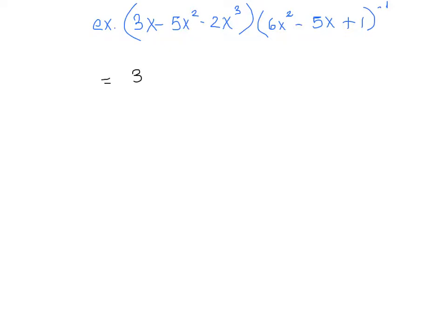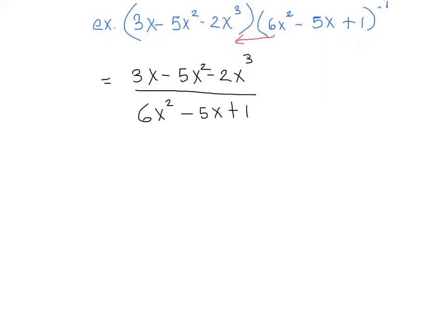So we have here that this expression is equal to 3x, so I'm just rewriting the left side. And we're going to take this part of it and move it to the denominator. So we get that that's over 6x squared minus 5x plus 1. And now it's raised to the first power, so I don't even have to put it there because that, moving it down, changed the exponent from negative to positive. Okay, great. Now, what should we do first?